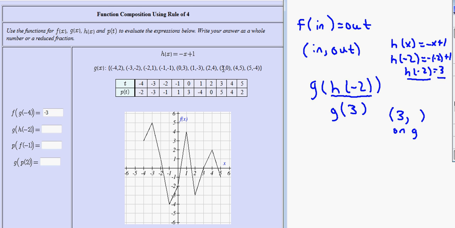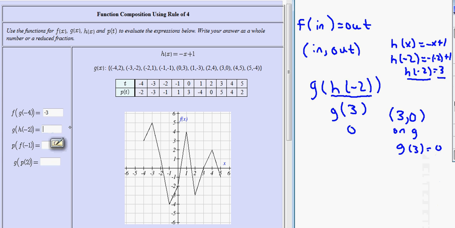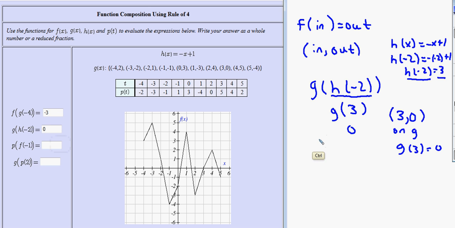It looks like this one over here, 3 comma 0, is the one that has 3 as an input, and it says 0 would be your output. So this notation means that g of 3 is 0. That's my answer to the question. G of 3 is 0, and that's what I was left with here. The question was to find g of h of negative 2. You could copy that down if this was a homework or test question, and then write your final answer as 0.